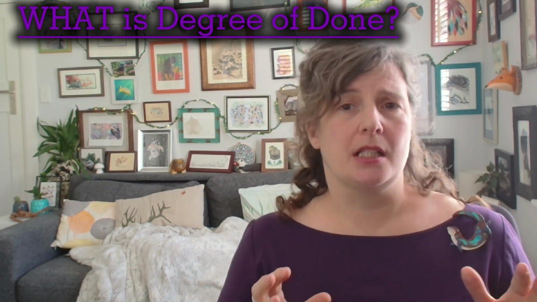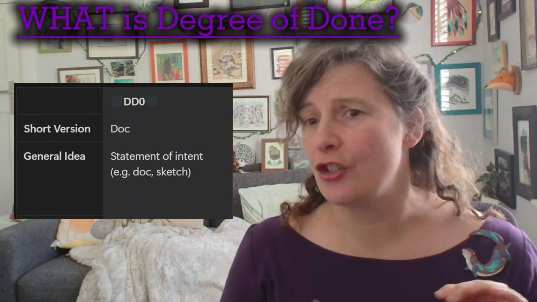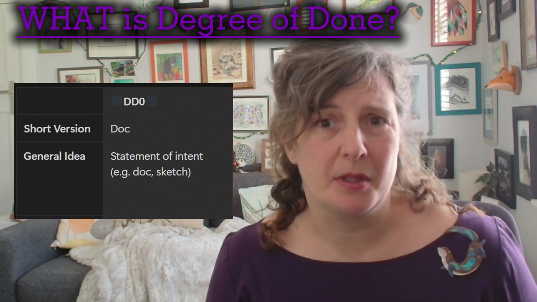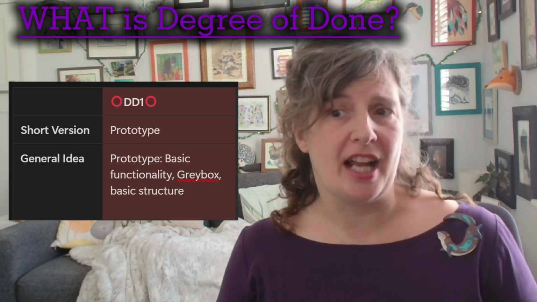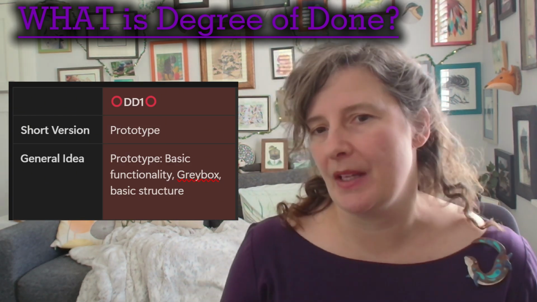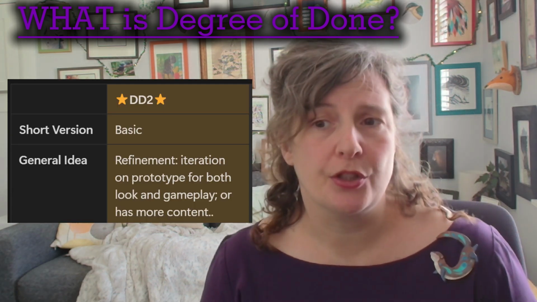So let's look at this in a little bit more detail. DD0 is a document, sketch, concept art, or some other statement of intent. DD1 is a prototype with very basic functionality. Maybe it's got grey box or something similar to that. DD2 is the basic working version of your game.